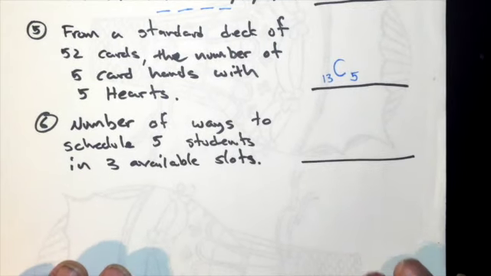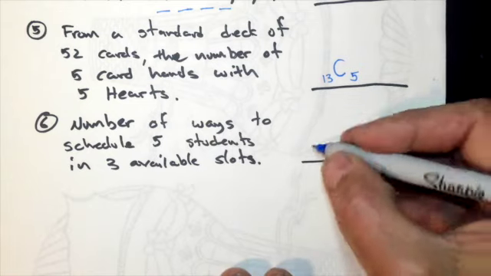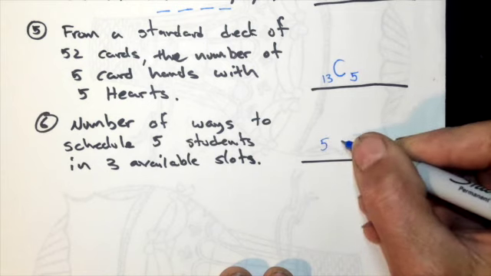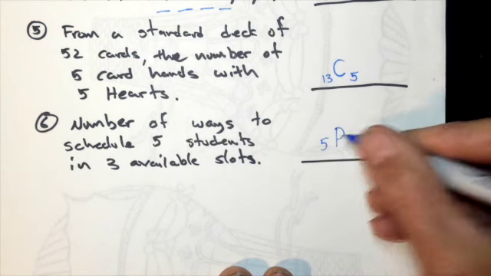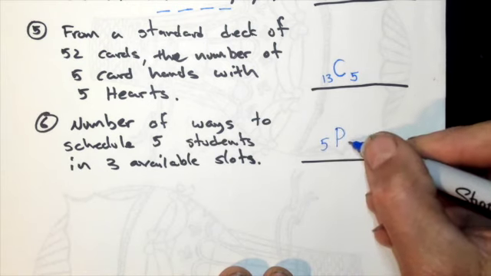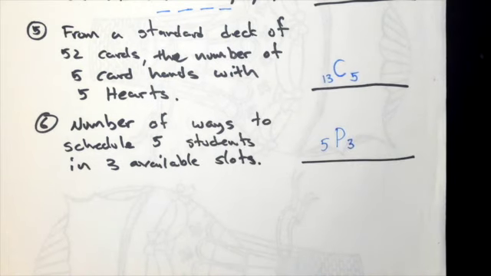Okay, the next one, the number of ways to schedule 5 students into 3 available slots. Okay, in this case, I would imagine the 3 available slots do matter. So you want to schedule them. So you're scheduling 5 total students. The order does matter. So we have a permutation, and we're going to do 3.